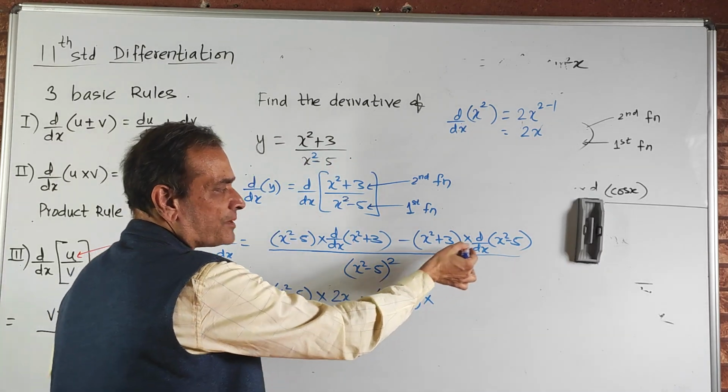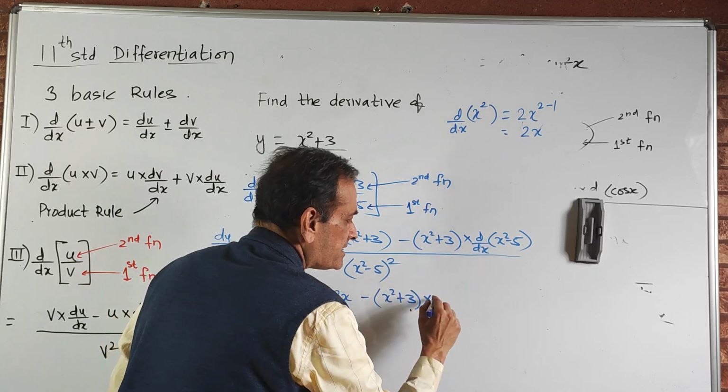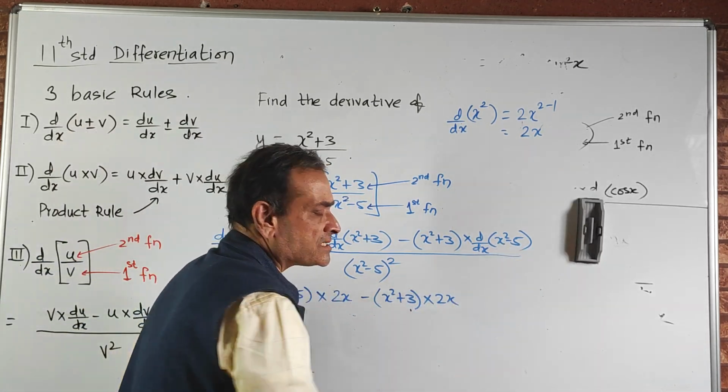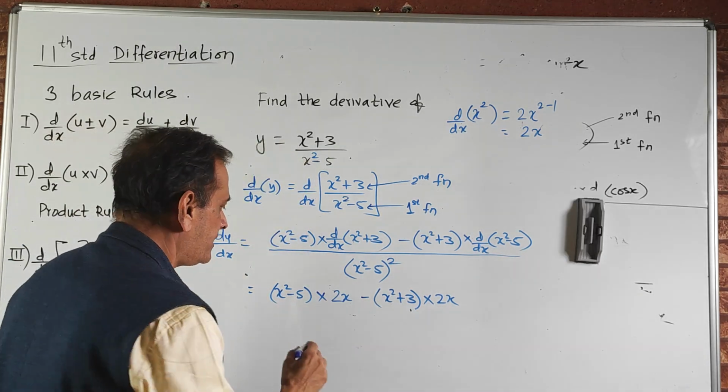x squared plus 3 वापस यहाँ पे. d by dx of x squared is 2x. अभी देखा है. डेरिवेटिव ऑफ माइनस 5 इज 0. नो नीड टू राइट.